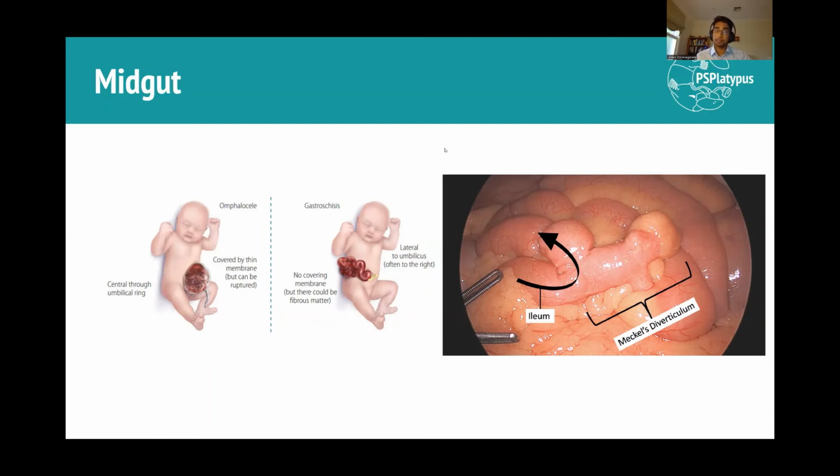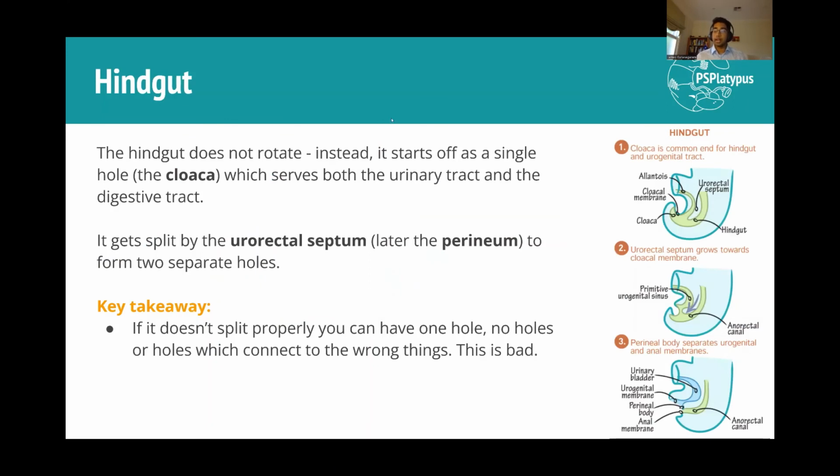So the hindgut is actually almost the easiest part, because originally you have one hole which connects to two tubes, one of them being the urinary tract in the embryo, and the other being the digestive tract. Then you need to split it into two holes, because otherwise you'd have one hole, and as we will find out, that's quite bad. The bit that grows between them is called the urorectal septum, and it becomes the perineum, which is the area between the genital region and the anus in the adult anatomy.